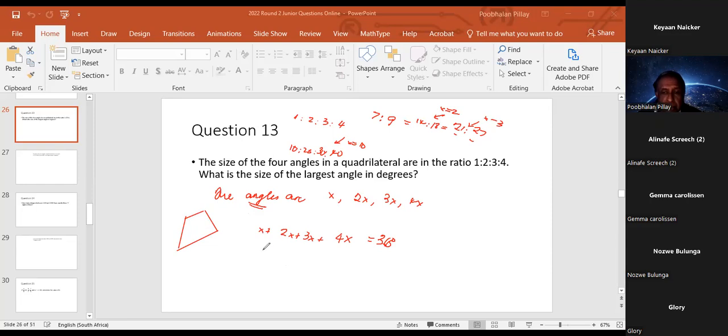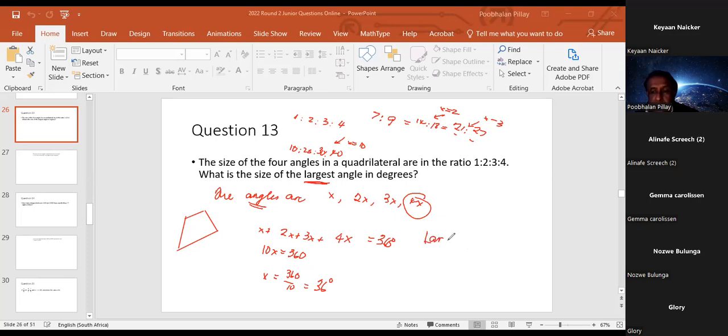So therefore, x will have to be 360 divided by 10. And that is 36 degrees. Remember, these are x degrees. Okay, but the problem was not to find x degrees. The question was what? Always go back to the question. What is the size of the largest angle? So the largest of these angles is 4x that you can see.